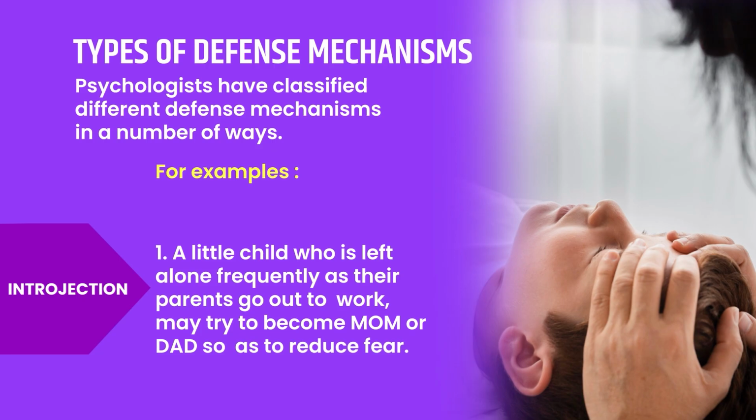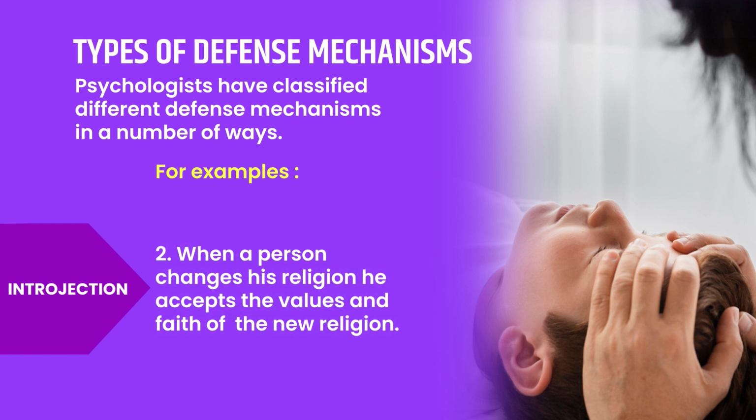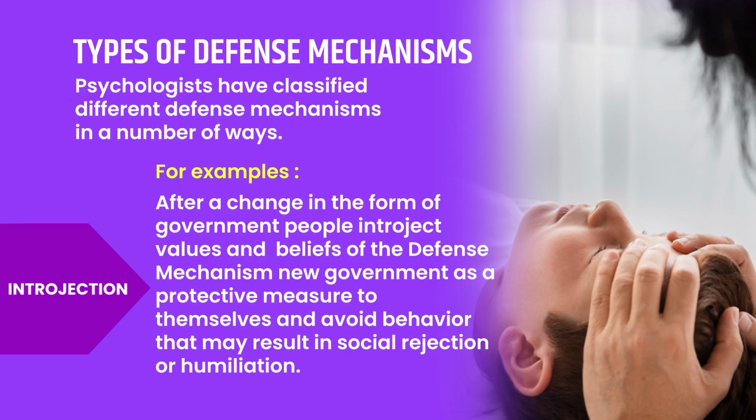For example, a little child who is left alone frequently as their parents go out to work may try to become mom or dad so as to reduce fear. Another example for introjection is when a person changes his religion, he accepts the values and faith of the new religion. Next example is after a change in the form of government, people introject values and beliefs of the new government as a protective measure to themselves and avoid behavior that may result in social rejection or humiliation.